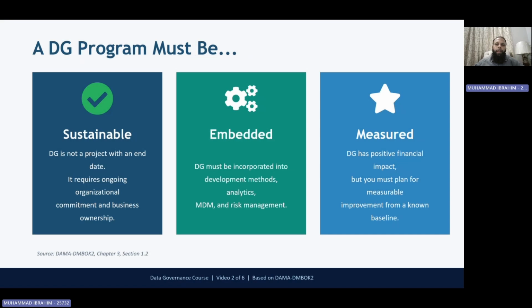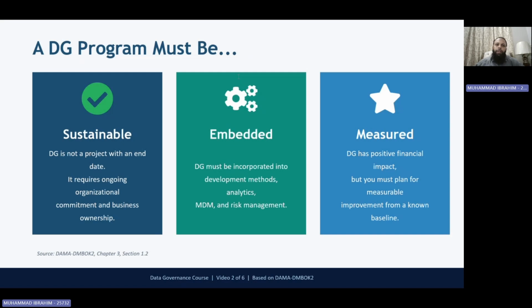Beyond these six principles, DMBOK defines three essential characteristics that every data governance program must have. First, it must be sustainable. Data governance is not a project with an end date. It is an ongoing program that requires continuous organizational commitment. Second, it must be embedded. Governance cannot be an add-on process that sits on the side of everything else. It needs to be incorporated into how you use data for analytics, into your master data management processes, into your risk management frameworks. If governance is a separate activity that people have to remember to do, they will forget.